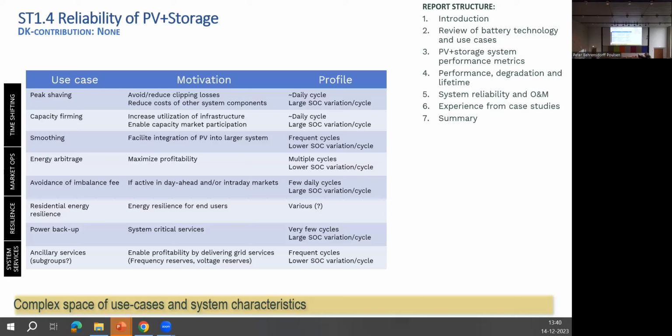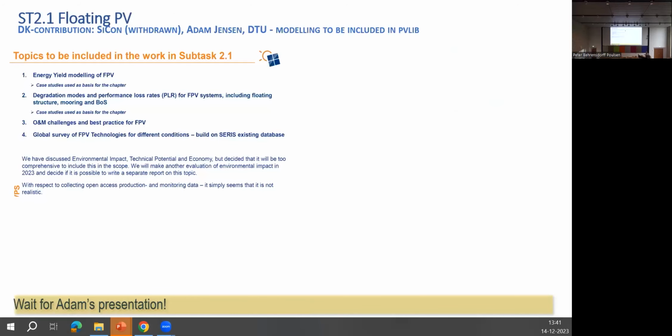Which in this case is divided into these: I'm looking at the black text to the left, time shift of the production, some market operational things, or resilience objectives, or the last thing, to deliver ancillary services and so on. So depending on the type of application, you will have different metrics being relevant, and this is all addressed in this subtask. I believe they will make a very interesting and strong report eventually.